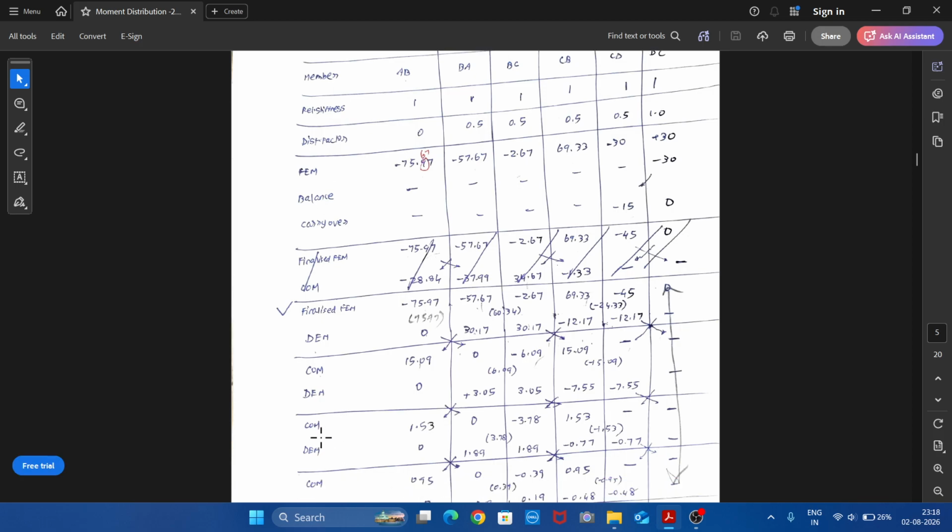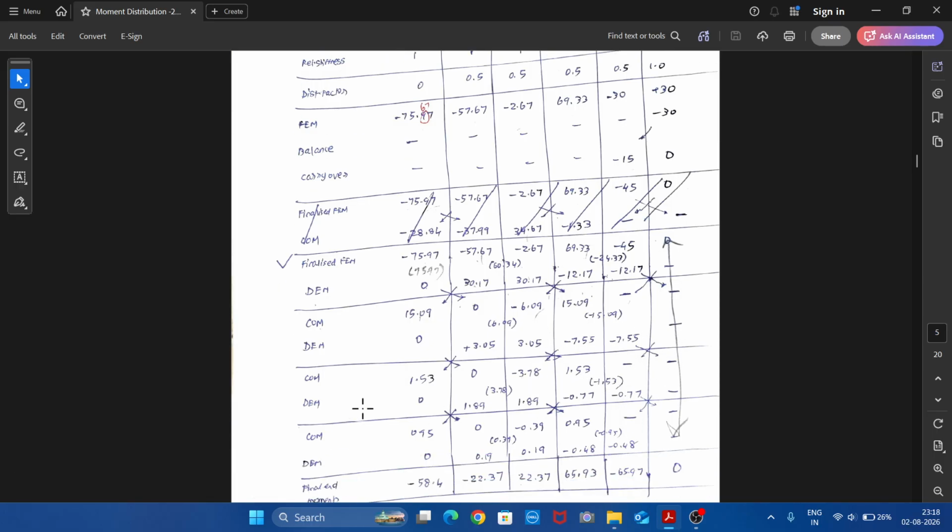Then again, third iteration, carryover moment. Half the moment will be carried over here, half will be carried over here, half will be carried over here, half will be carried over here. And here there is no carryover process. Then distributed moment. So consider joint A. 1.53 is there. Minus 1.53 needs to be applied. So multiplied by distribution factor 0, therefore 0. Here we have 0 minus 3.78. So plus 3.78 needs to be applied. Multiplied by 0.5 will yield 1.89. 3.78 multiplied by 0.5 will yield 1.89.